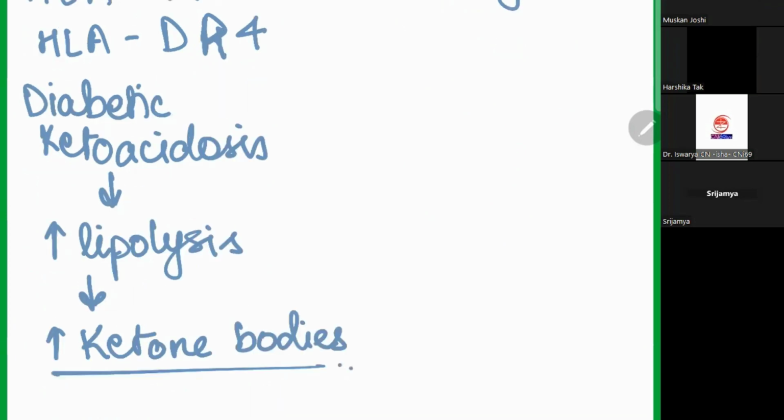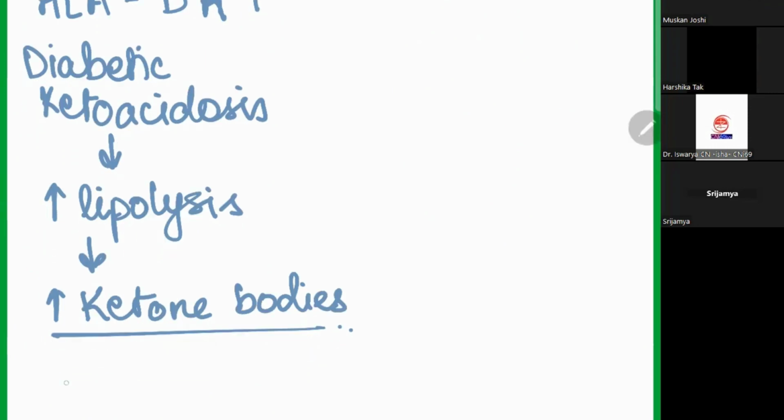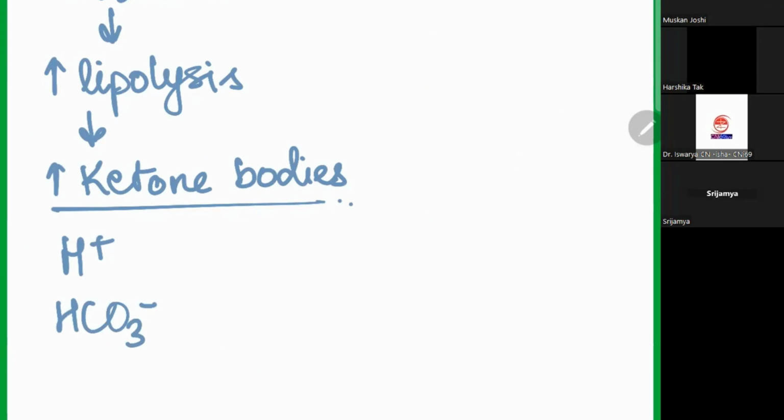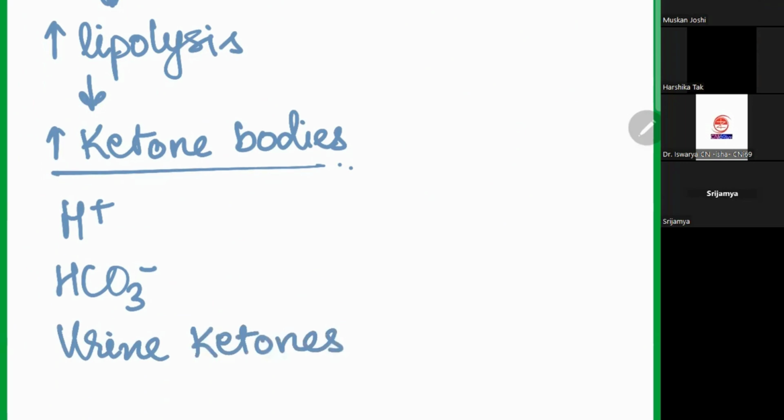They will give you this case, and they will ask you what lab findings will be increased. So first thing will be an increase in the ketone bodies. What else will be increased? Now let me give you options. What about hydrogen ions? Then what about bicarbonates? And urine ketones. If you have solved some USMLE questions, then you know that these types of lab findings questions are very common, and they will ask you which one is increased, which one is decreased. Then potassium.